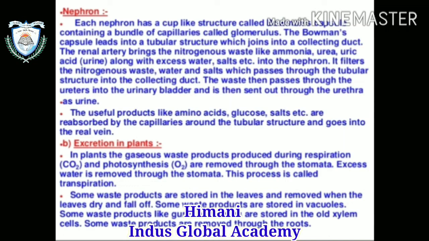And some waste products are stored in the leaves and will be removed when the leaves become yellow and dry. When these leaves fall off, their waste will also shed off with the leaves. And some waste products are stored in the vacuole. I told you that in the plant cell there is a large vacuole. Some waste products like gums and resin are stored in the old xylem cells. Some waste is removed through the roots.